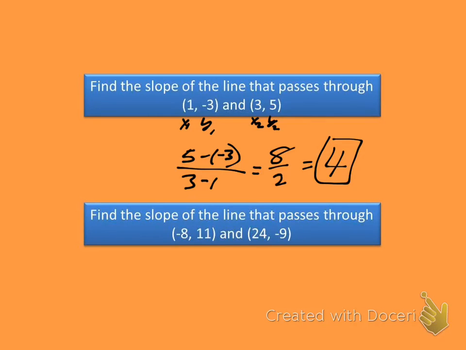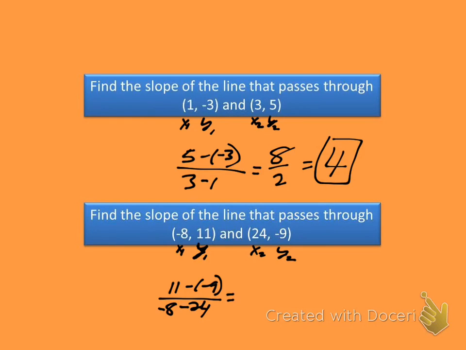And the second one, find the slope of the line that passes through the points negative 8, 11, and 24, negative 9. I'm going to go the other way this time just to say we can. All right, so x1, y1, x2, y2. Remember, it doesn't matter what order you do them in. So I did 11 and negative 9, as long as you go back to the one that you started with. So negative 8 minus 24.